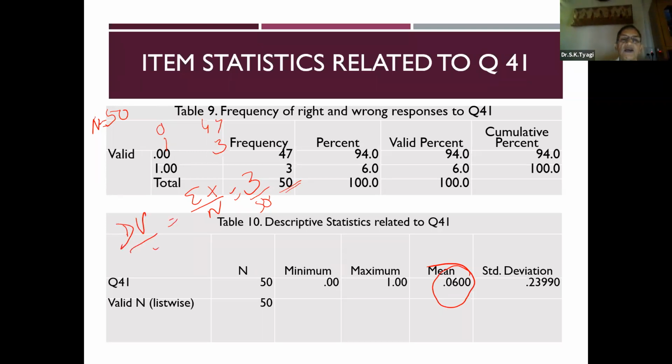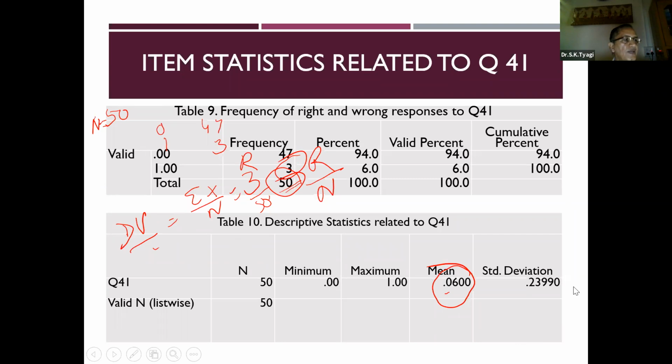Difficulty value is right response divided by total response. Right response is 3. Total response is 50, the sample size. Therefore, our mean on this item is 0.06, and this is nothing but the difficulty value. Is that clear? So difficulty value is very easy to find out using this.